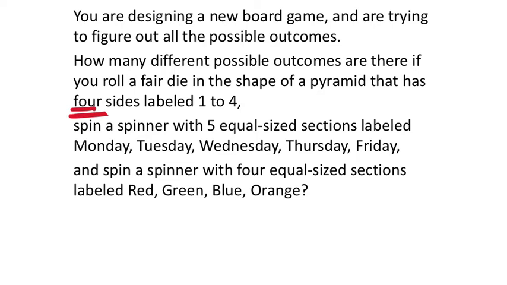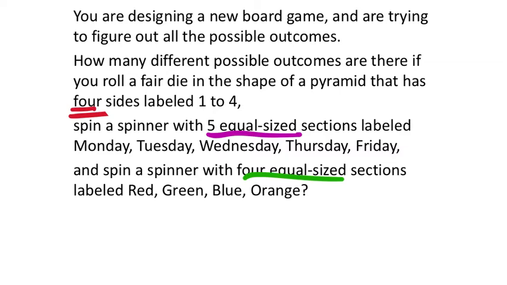So we're going to roll the dice. Then we're going to spin a spinner, and it has 5 equal sides on it. Okay, so the spinner, I don't really care that it's a spinner. I just need to know it has 5 equal sections on it. And again, I don't really care about the labels. Monday, Tuesday, Wednesday, Thursday, Friday. 5 days, I guess. And then we're going to spin another spinner with 4 equal sized sections. And again, that's the crucial piece of information there, 4 equal sized sections. I don't really care that they are colors or what colors they are.